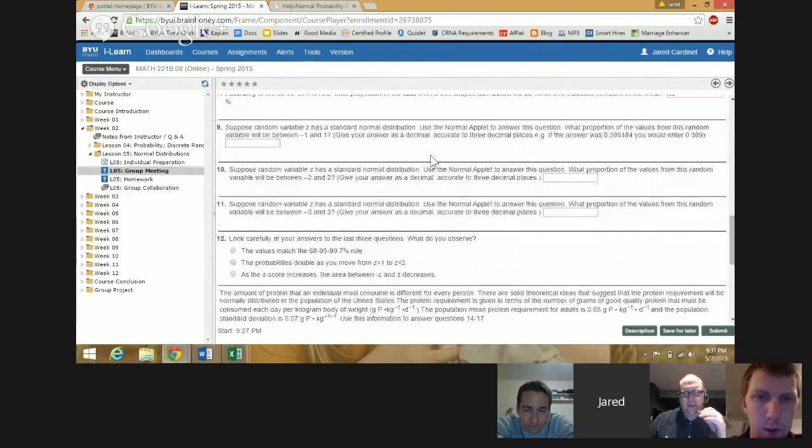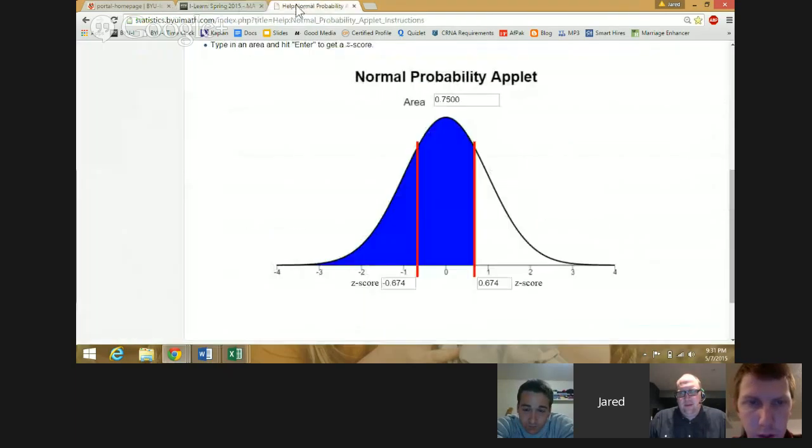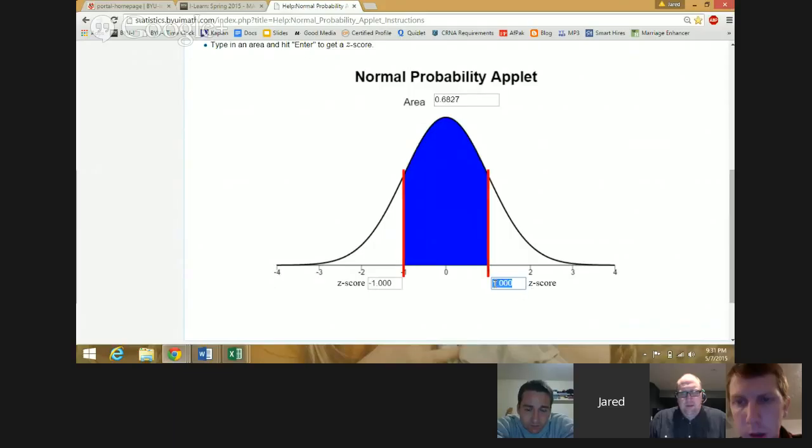Suppose random variable z has a standard normal distribution. Use the normal applet to answer the question. The proportion of the values from this random variable between -1 and 1. Give your answer as a decimal to the third decimal place. So we just want to highlight the middle area between z-scores -1 and 1. All right. Suppose a random variable.